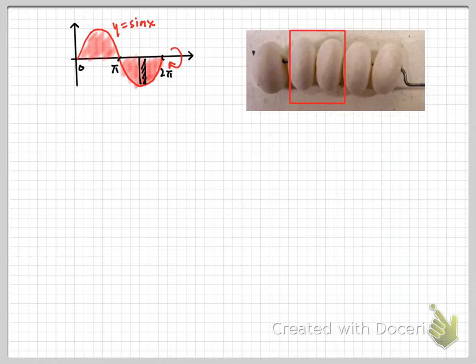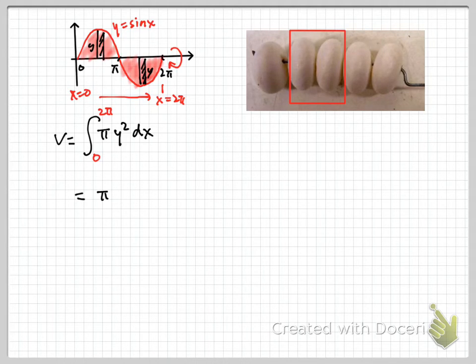Now because we take the square of the radius, it doesn't matter whether it is plus y or minus y. Plus or minus does not matter, because we are aiming at pi y squared dx. That would be the volume. We integrate from the smallest x, which is 0, all the way to x equals 2 pi. So that would be the integral from 0 to 2 pi of pi sine squared x dx, because y is just sine x.